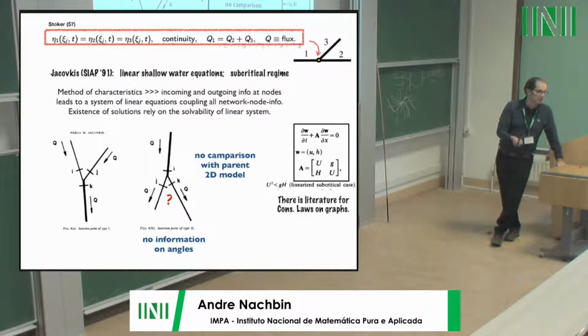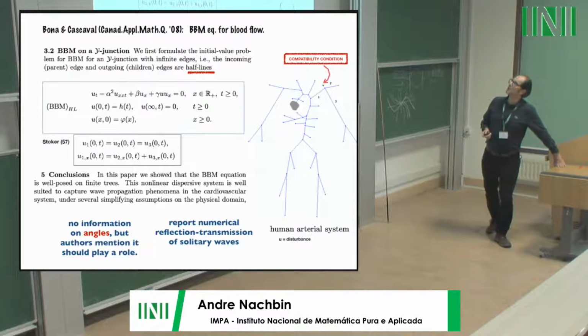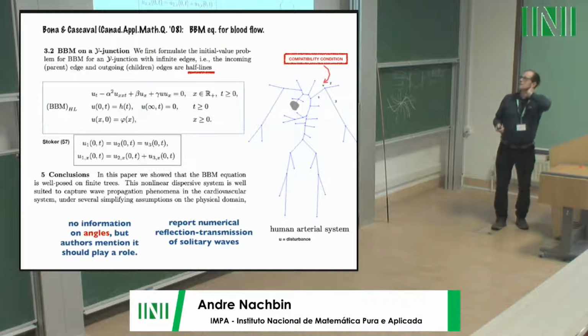And for this meeting, we want to see the dispersive case. There's no comparison with a parent 2D model, which is, say, the 2D Serre-Green-Naghdi equations, similar to what Stefano was showing. And there's no information on the angles. And that matters.